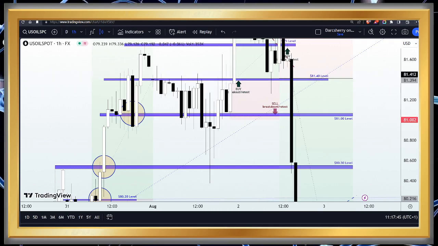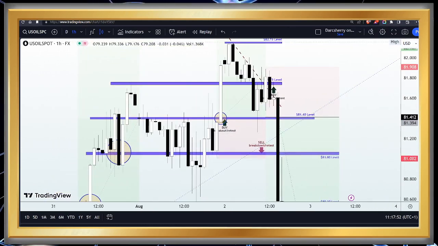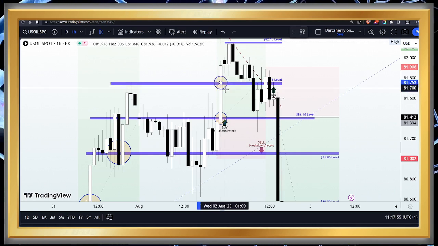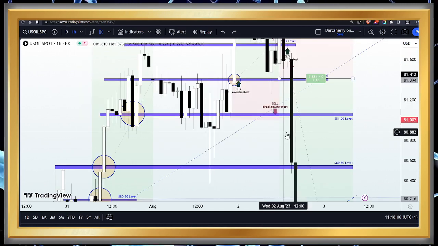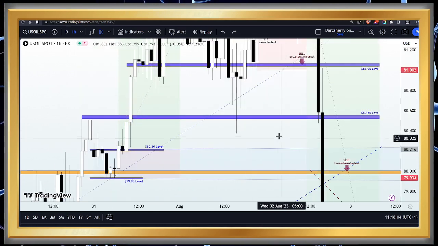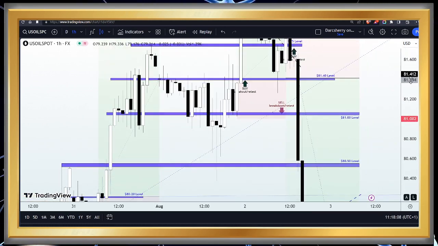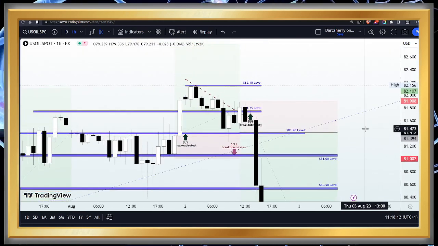and on Tuesday we also capitalized on the breakout of the $81.40 level. Then we culminated that bullish momentum with the breakout of the $81.75 area. So it was quite a very interesting first half of the week for us all in this community on the US Oil Spot. Then during our live session yesterday, we were able to identify a simple setup.